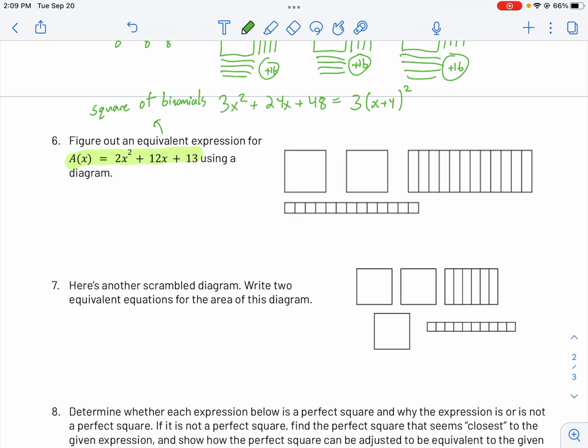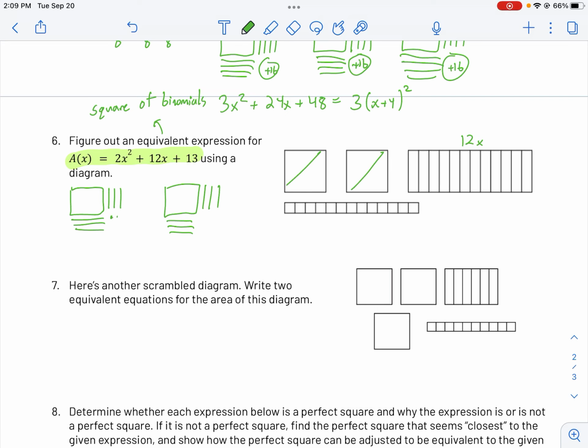So what I'm going to do is try to arrange my blocks into perfect squares. So I have 2x squared, so I use those. And then I should have, from my equation, that there are 12 x's. So if I have 12 x's, that means that I have 6 on each diagram and 3 on each side. So 1, 2, 3, 1, 2, 3, 1, 2, 3, 1, 2, 3. Okay, so far that's pretty similar. And then I have 13 of these little blocks.